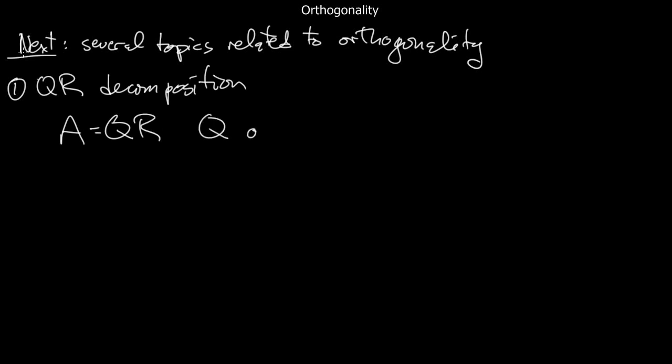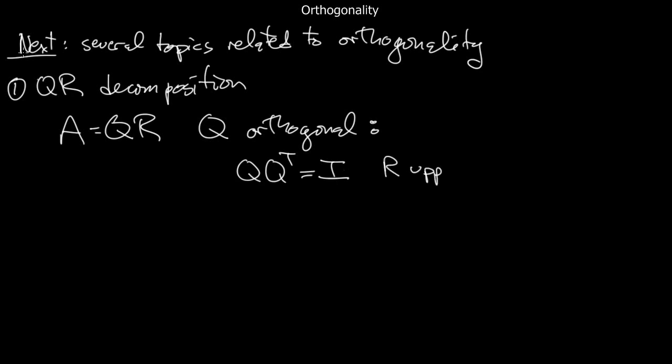What's the big deal? So remember, the QR decomposition says that if you have an invertible matrix A, you can write it uniquely as QR, where Q is orthogonal, meaning QQ transpose is the identity, and R is upper triangular with positive entries on the diagonal. And I want to talk first a little bit more about these orthogonal matrices. I've talked about this before, but some of this bears repeating.